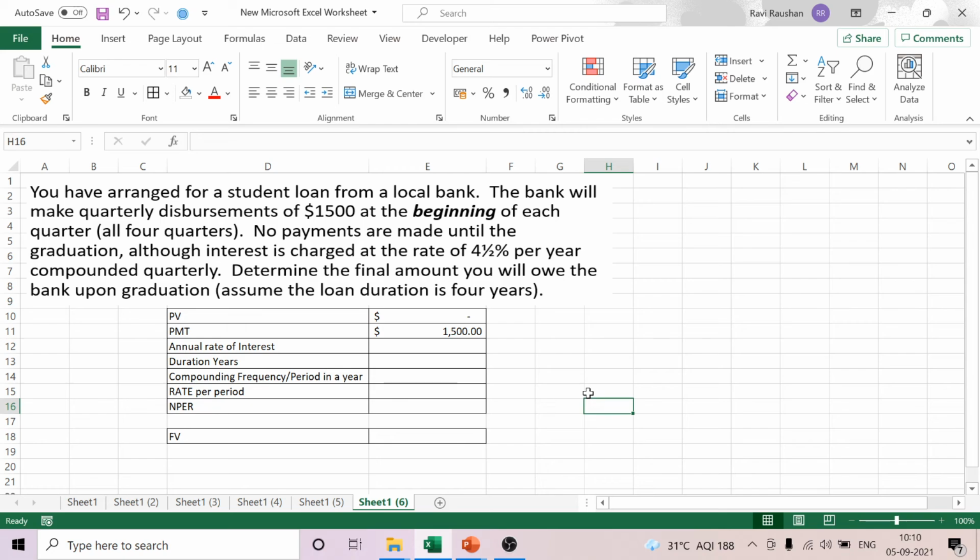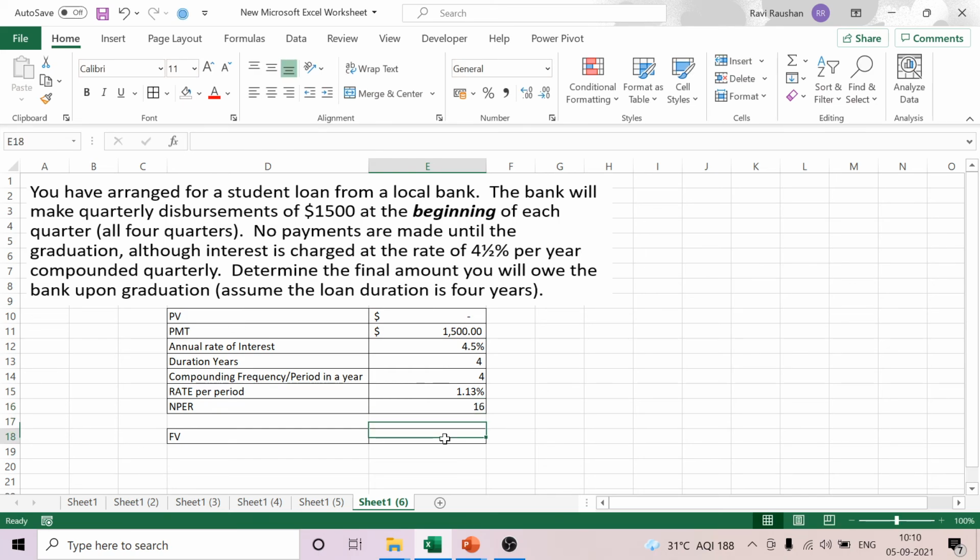Annual rate of interest, they say 4.5%. Let me increase the decimal, it will show you 4.5%. Duration in years, let us see what they are saying. Assume the loan duration is 4 years. So I keep it 4 years. Compounded quarterly, that means compounding period is 4. Now let us calculate the rate as usual. 4.5% divided by the compounding period, that is 4, it comes to 1.13%, and NPER is equal to your duration in years into the compounding period, you got 60.